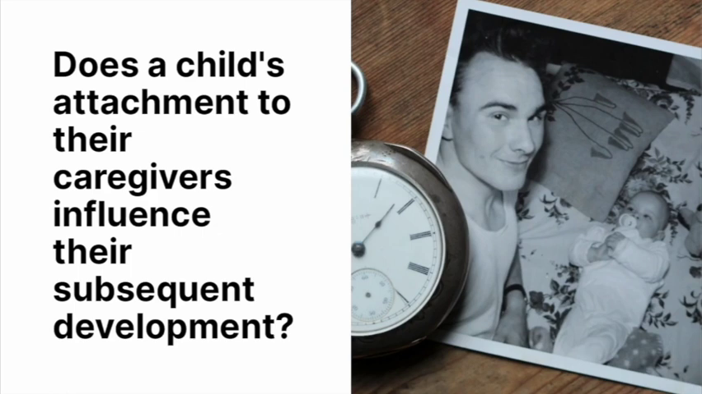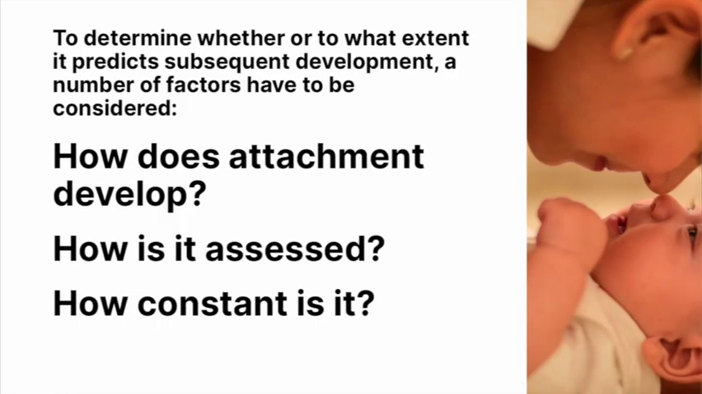Numerous studies suggest that secure attachment predicts fewer behavioral issues and greater socio-emotional skills, while attachment insecurity links to challenging and maladaptive, as we call them, outcomes. But attachment is complex, and to determine whether or to what extent it predicts subsequent development, a number of factors have to be considered. These are: how does attachment develop, how is it assessed, and how constant is it?